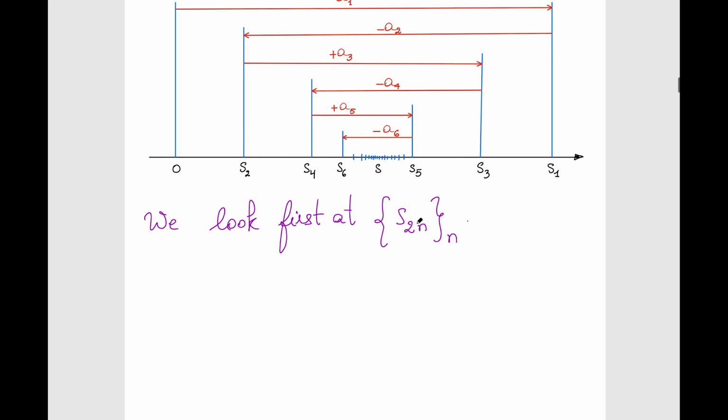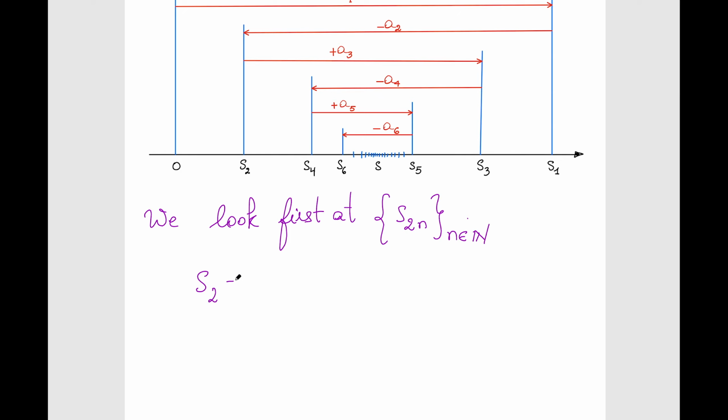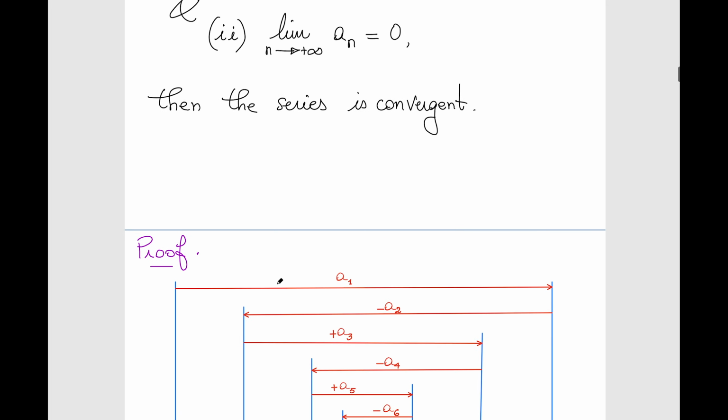What's the first term in the sequence? It is when n is 1, right? This is n and n here. So it's S2, which means n equals 1. So what's S2? S2 is A1 minus A2, am I correct? This is the second partial sum. So it's the first term plus the second term, but the second term is minus A2. So we get this.